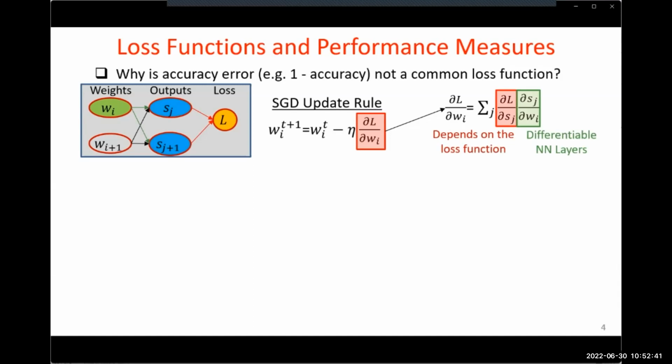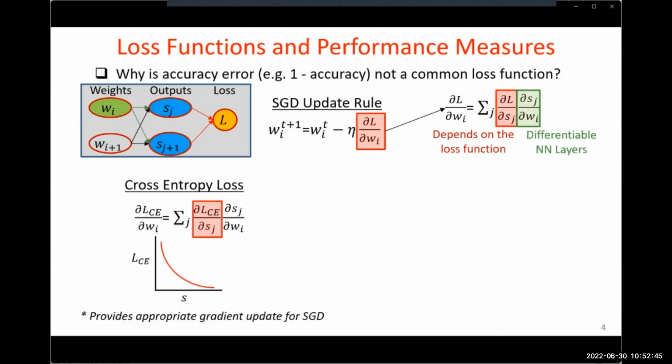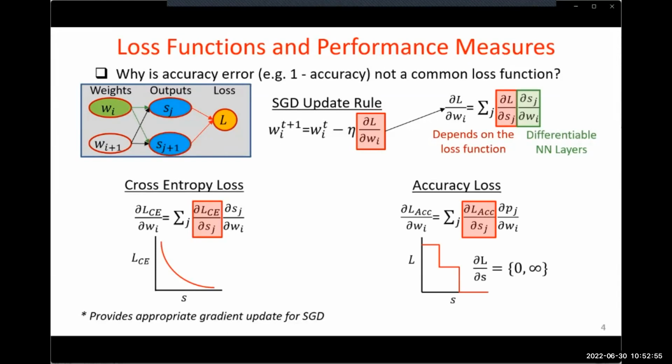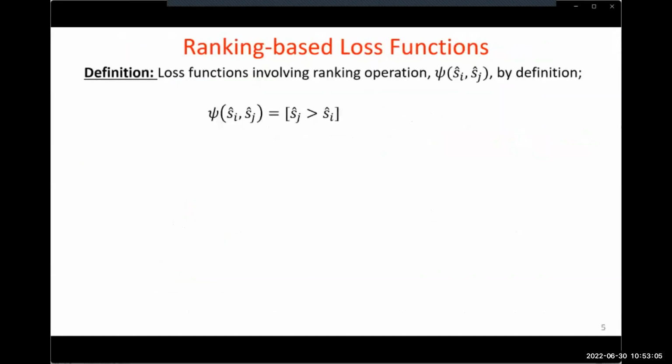Comparing cross entropy and the loss form of accuracy, we can see that while cross entropy loss has a smooth surface providing useful derivatives for stochastic gradient descent throughout its domain, accuracy loss has a step-like structure with only derivatives of either 0 or infinity, hence it cannot be directly incorporated into stochastic gradient descent. We will refer to such functions as ranking-based loss functions, which can be defined as the loss functions involving a Boolean comparison psi between two different model outputs Si and Sj. The comparison function can be represented by Heaviside step function h, considering the differences of these model outputs, which is non-differentiable.